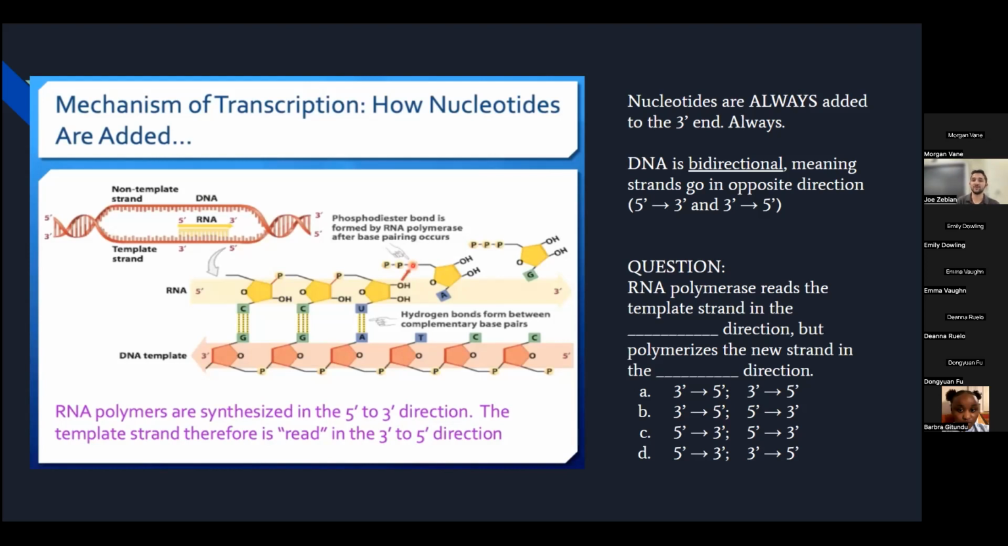DNA is bidirectional, meaning that strands are going to run in opposite directions. That's also part of how the anti-parallel concept works. So if you have one strand that's 5' to 3', the other one is going to be 3' to 5'. And so quick question: RNA polymerase reads the template strand in the blank direction, but polymerizes the new strand in the blank direction.